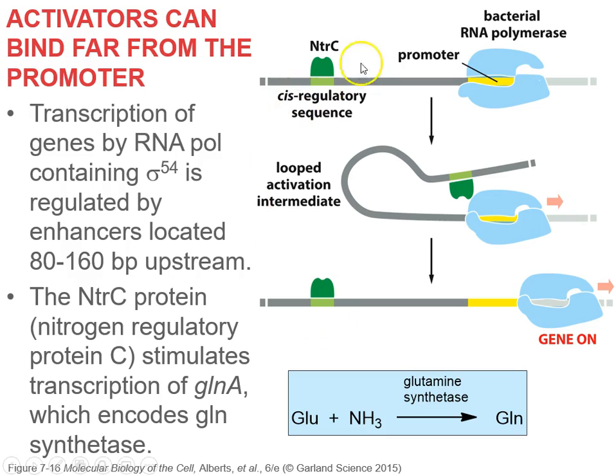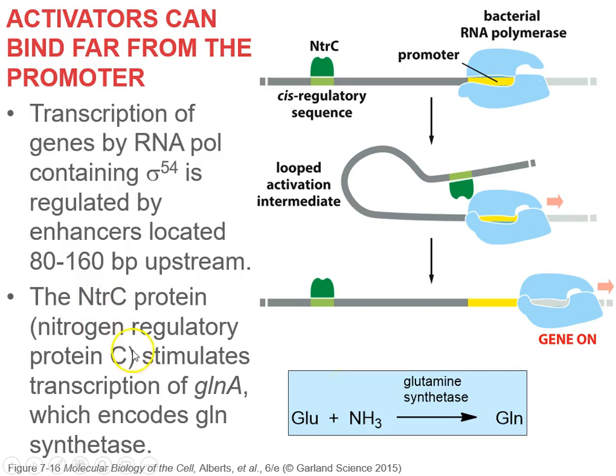Here is a situation where we have something called NtrC, and that's a regulatory sequence, but it's way, way upstream of the promoter. And in fact, essential to this is being able to form some kind of a looped intermediate. So this is involved in turning a gene on for glutamine synthetase. This would happen if the cell was low on glutamine. You could use ammonia and glutamate to make glutamine as long as you have glutamine synthetase. So if glutamine concentration is low, you're going to need to turn a gene on to synthesize glutamine synthetase.